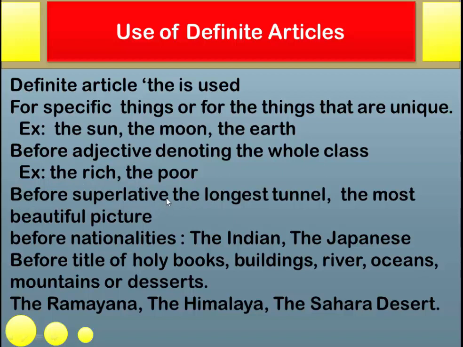Before superlative nouns, for example, the longest tunnel, the most beautiful picture. Longest and most beautiful are the superlative degree of adjectives, so we use "the" before them. Before nationalities like the Indian, the Japanese. If Indian people are there, we can call them the Indian or the Japanese. Before titles of holy books, buildings, rivers, oceans, mountains, or deserts: the Ramayana, the Himalayas, the Sahara Desert, the Pacific Ocean, the Bible. So we use "the" before these.